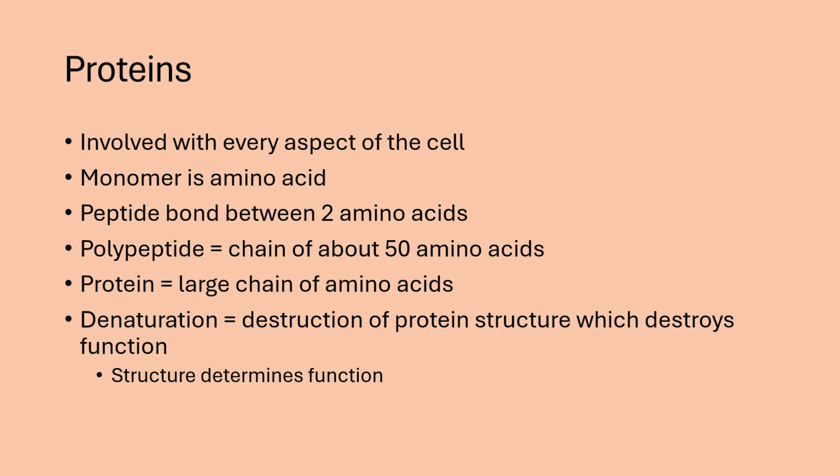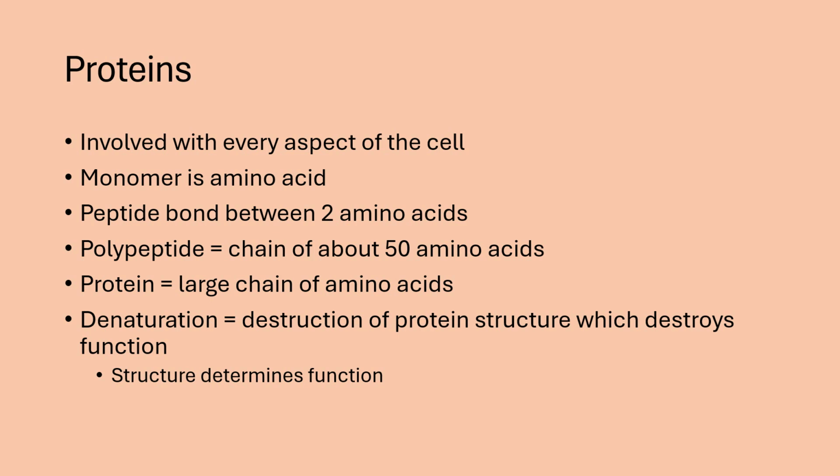The bond that holds two amino acids together is a covalent bond, so you are sharing a pair of electrons. Specifically, it is called a peptide bond. So a polypeptide is a chain of about 50 amino acids. A protein is a really long chain. You definitely have hundreds of amino acids.